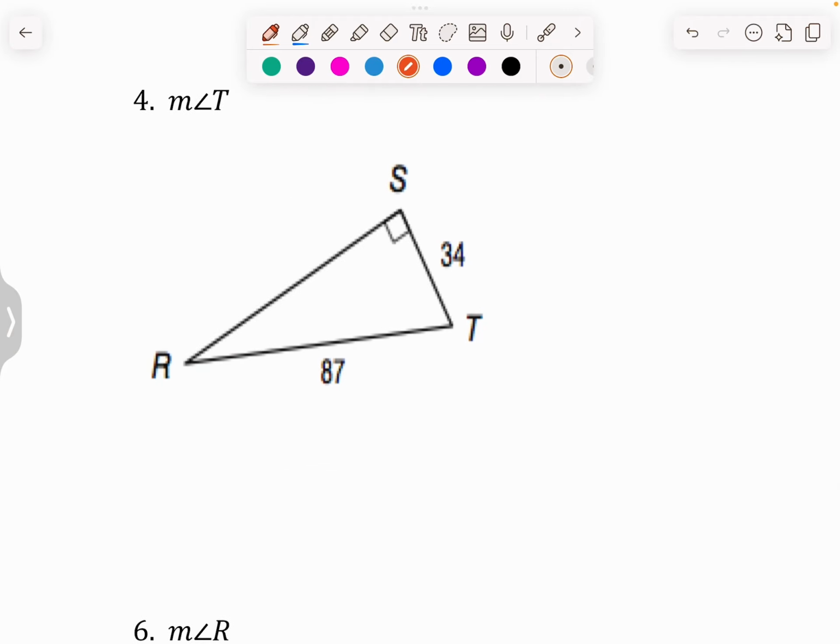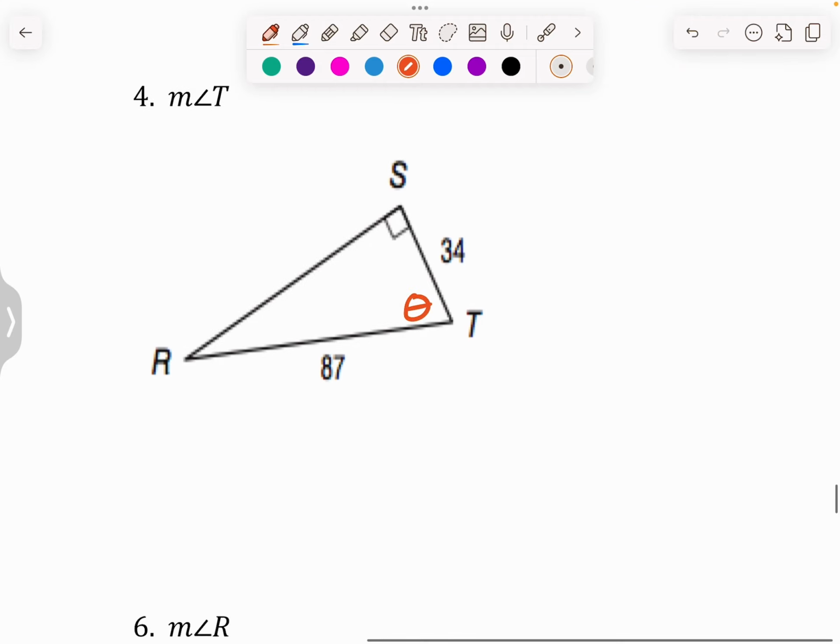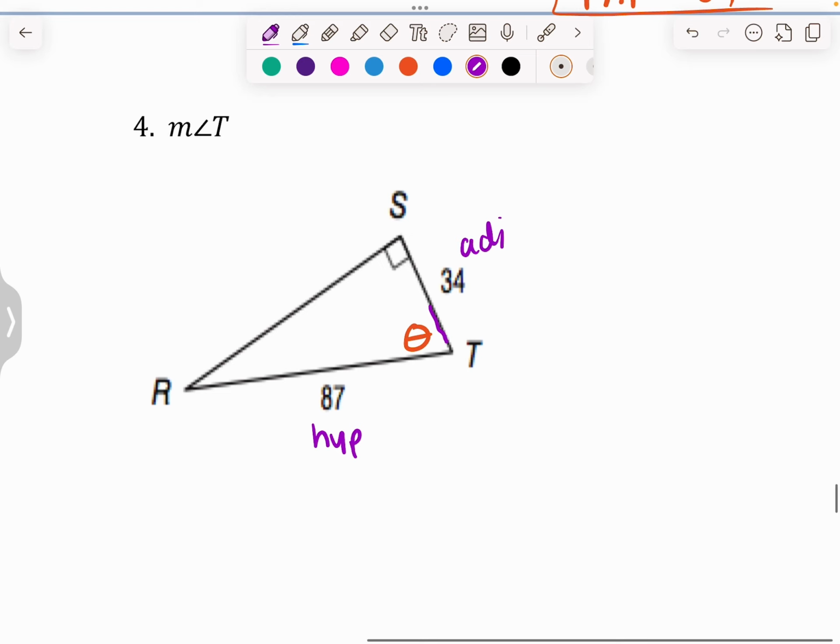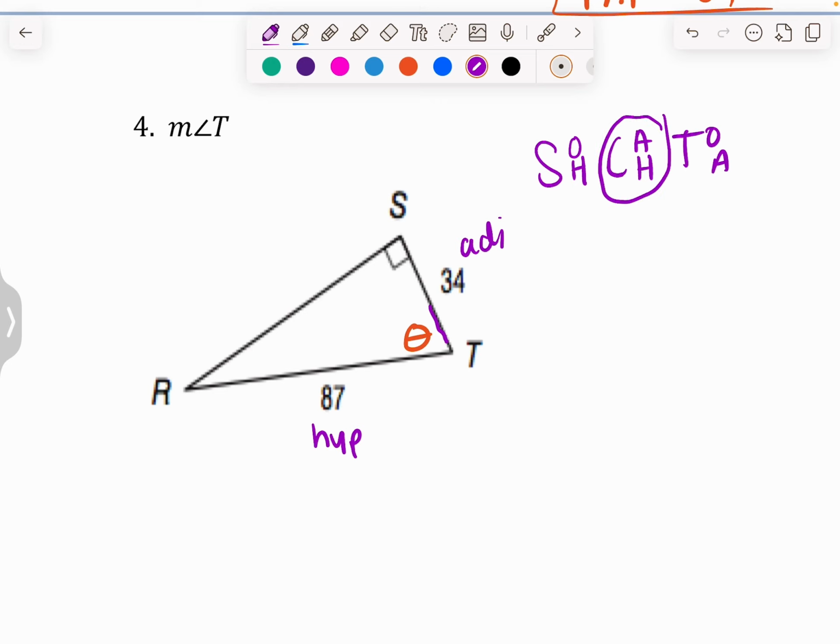Okay, so this one, it wants us to find this angle T. And so if our angle is right here at T, the 87 is across from the 90, so this is going to be your hypotenuse. The 34 is touching that side with the angle, so that's going to be your adjacent. And if you think about SOHCAHTOA, the trig function that uses adjacent and hypotenuse is going to be cosine. So you're going to set it up like this.